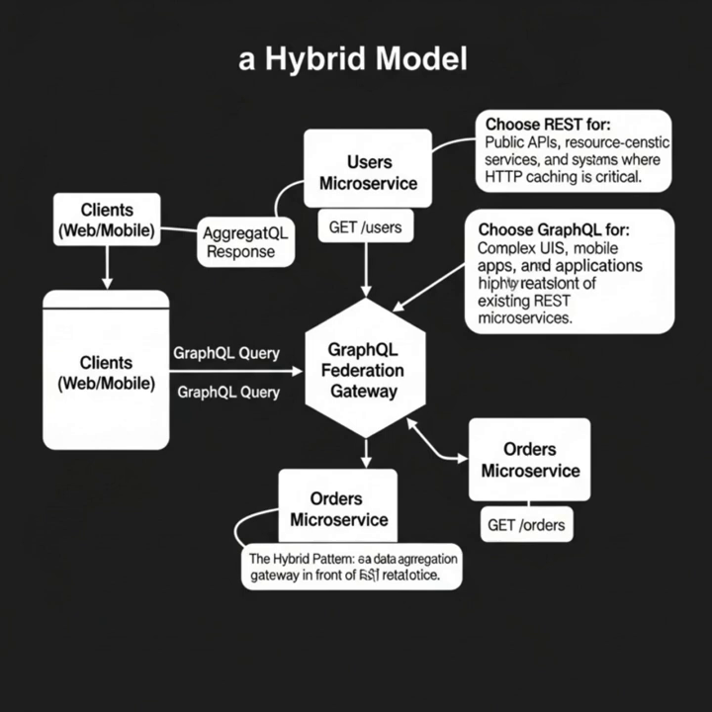But the most mature approach is often not an exclusive choice. Consider the hybrid model, using a GraphQL server as a gateway that aggregates data from multiple downstream RESTful microservices. This gives you the best of both worlds, an efficient, flexible data layer for your clients, built on top of a robust, well-defined microservice architecture. It's a pragmatic solution that acknowledges that different parts of a system have different needs.